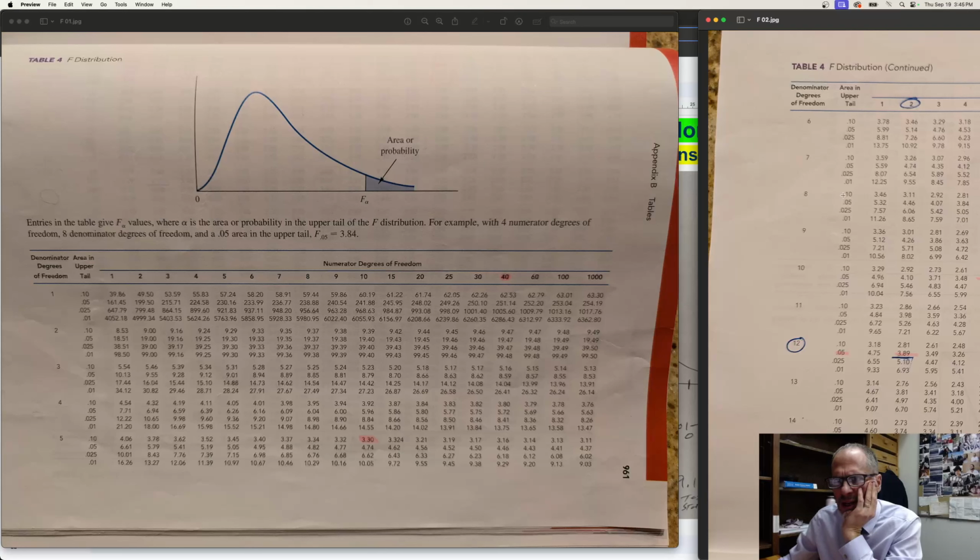And we have alpha, area in upper tail. We have an alpha of 10%, 0.1. We have 5%, 0.05. We have 2.5%, 0.025. And we have 1%, 0.01. And so at the alpha of 0.05 with 8 denominator degrees of freedom and 4 numerator degrees of freedom, we're going to have 3.84, and there's 3.84.